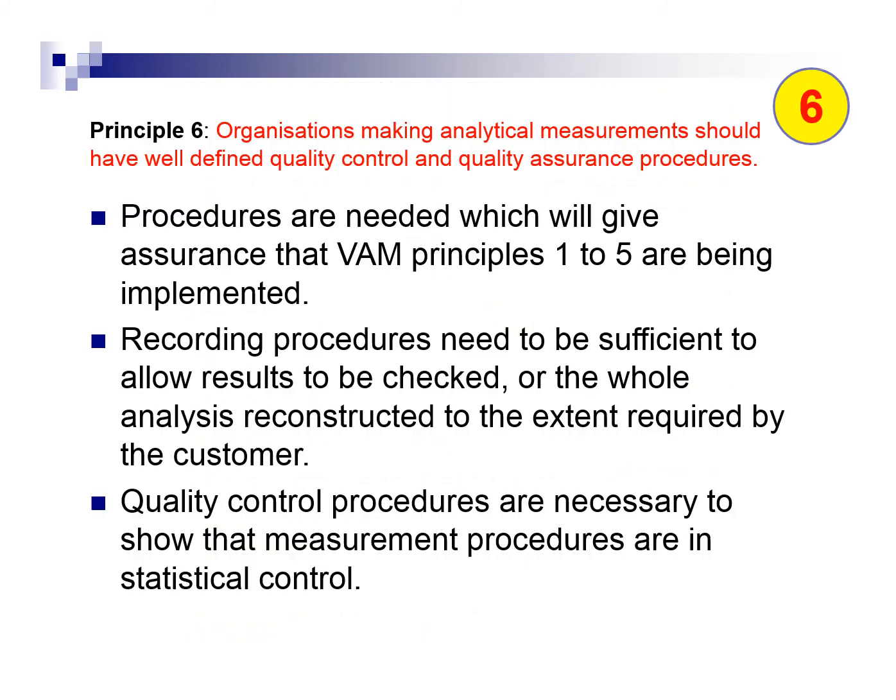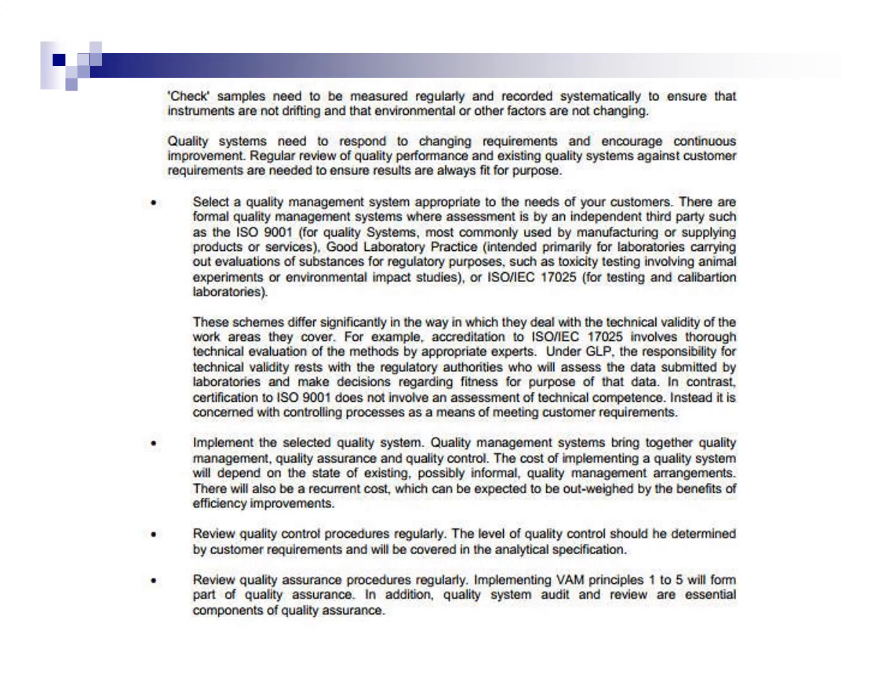Principle number 6: organizations making analytical measurements should have well-defined quality control and quality assurance procedures. That means, class, the procedures needed will give assurance that valid analytical measurements principles 1 to 5 are being implemented, and the recording of the procedure needs to be sufficient to allow results to be checked, or the whole analysis reconstructed to the extent required by the customer. Basically, it's a quality control procedure necessary to show the measurement procedure is in statistical control. So it's something like a control chart and all those things.